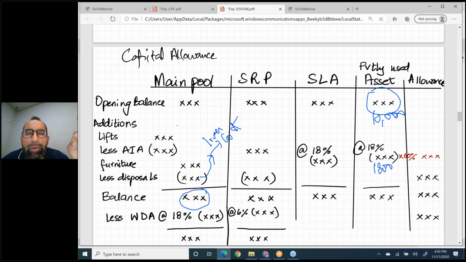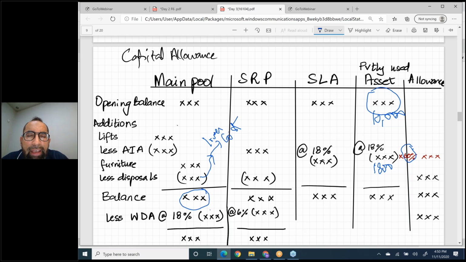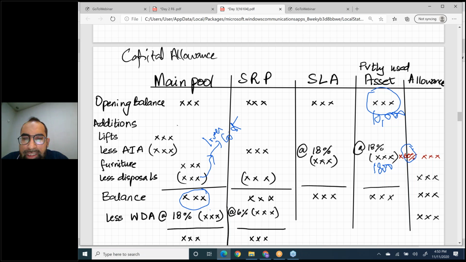Always first calculate the normal capital allowance and then apply the business use percentage. For example, in my case, I have assumed 60% as the business use percentage. So 1,800 times 60%, this will be your capital allowance that will go in the right column.